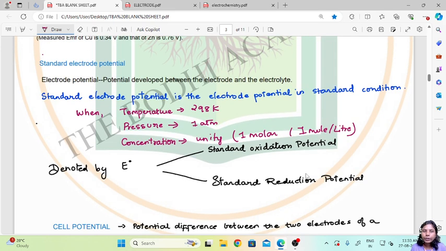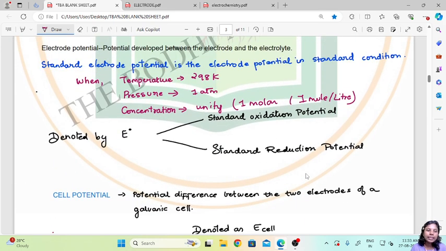Now the standard electrode potential is denoted by E and this naught on top, that is the superscript naught that we add. Now this can be again subdivided into what are the two processes happening, one is reduction and one is oxidation. So we will have standard oxidation potential and we will also have standard reduction potential. Now if I have to write this standard oxidation potential, how will I write it? So in general we start with writing E naught, correct? Say you have a metal M.